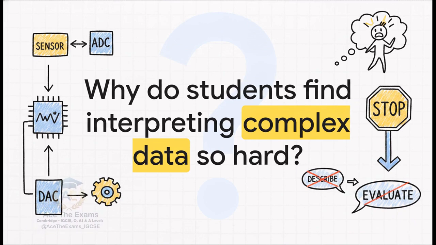If the question says, evaluate the use of a WSAN in a smart home, and you just describe what a smart home is, you have immediately lost the mark. No matter how beautifully you write or how much you write, you miss the command word. You sprinted in the entirely wrong direction. We absolutely need to decode those command words properly to even stand a chance at the top marks.